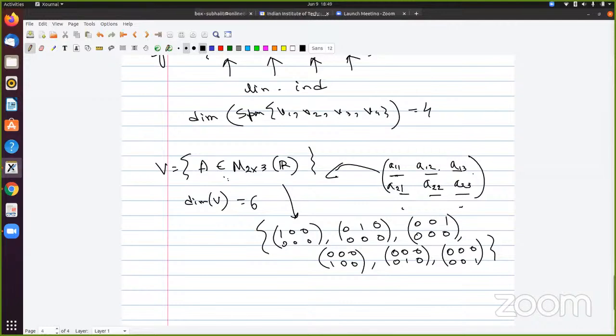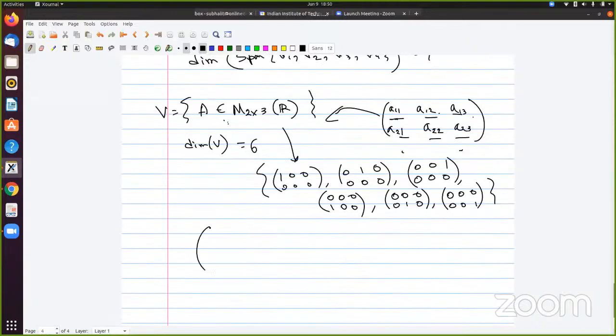Got it, right? So if you want to calculate a basis of this vector space, you need 6 elements to do that, right? So the cardinality of the basis will be 6. So the dimension of this space is 6. Correct? Yes, sir.